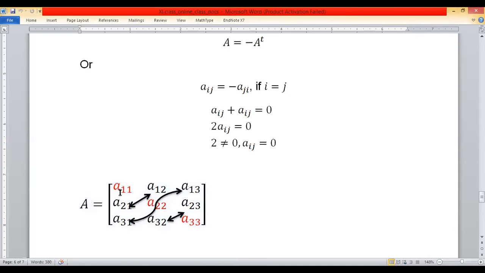So this is a pattern of symmetric matrix. A11, A22, A33 must be 0 because Aij is equal to 0 when i is equal to j.